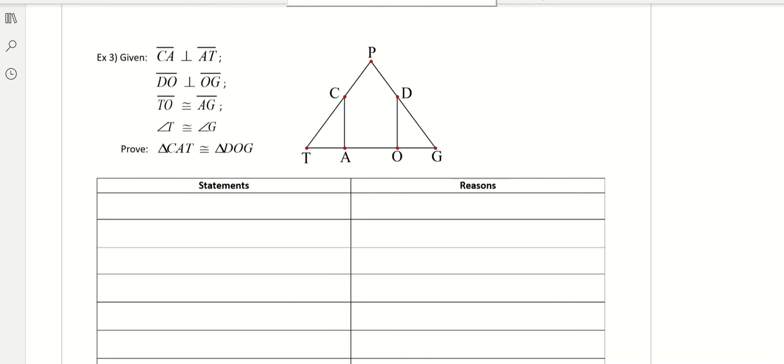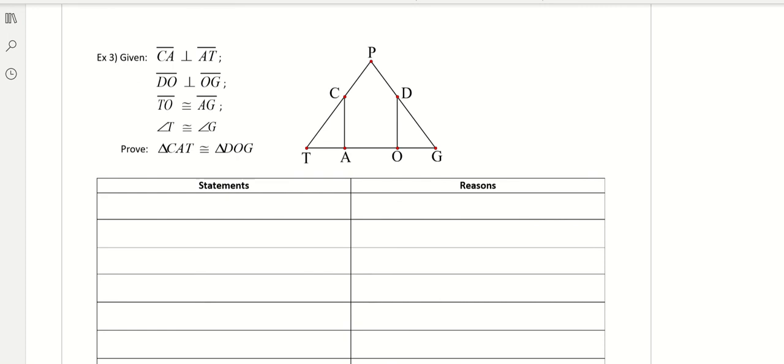Pause the video now. Okay, if you need some help, we're trying to prove that triangle CAT is congruent to triangle DOG. Let's find those two triangles. CAT is this smaller triangle on the left. DOG is this smaller triangle on the right. So what you need to do is find angles and sides in this smaller triangle on the left that are congruent to angles and sides in this smaller triangle on the right. So that is the strategy of what we're trying to do. So pause the video, try it on your own. If you've already finished it, let's take a look at how this is to be done.